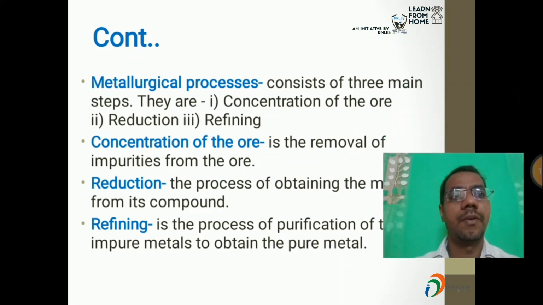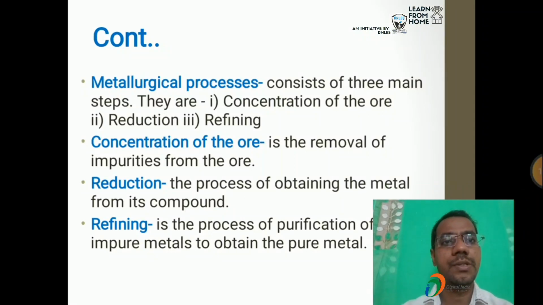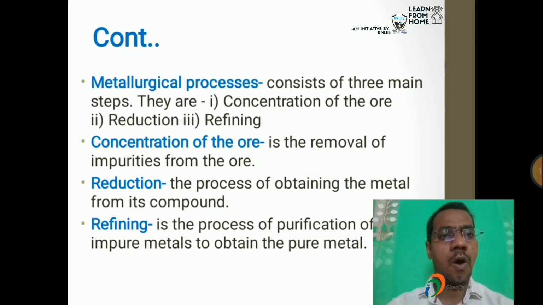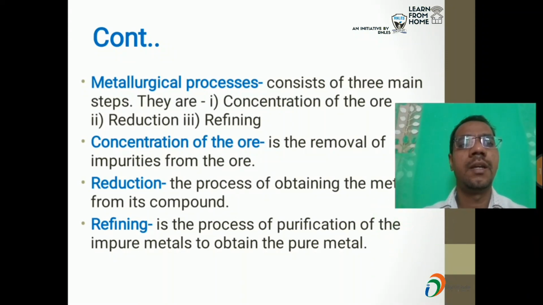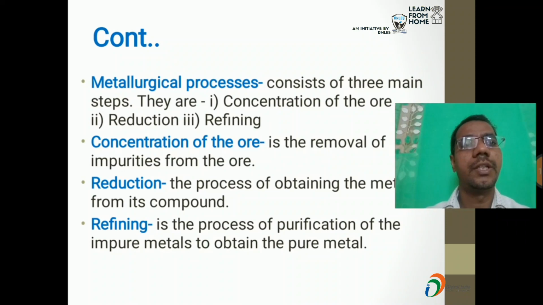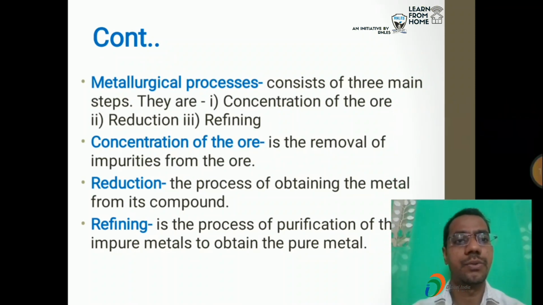Again, I am revising this metallurgical process. What is meant by the metallurgical process? It contains three steps. First is the concentration of the ore, which is removing the impurities. Second, reduction, which is obtaining metals from its compound by removing oxygen or adding hydrogen. Refining means once we obtain the metal in the reduction process, then we purify it. This is nothing but refining. I hope you understood this part.